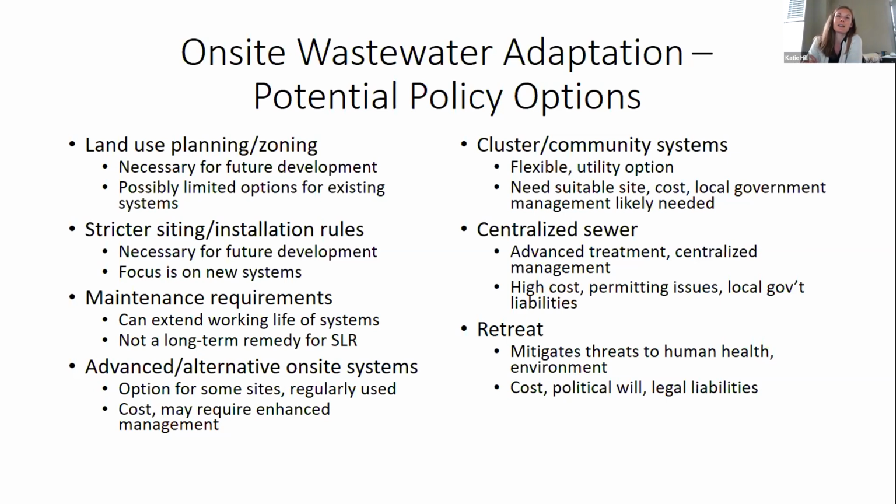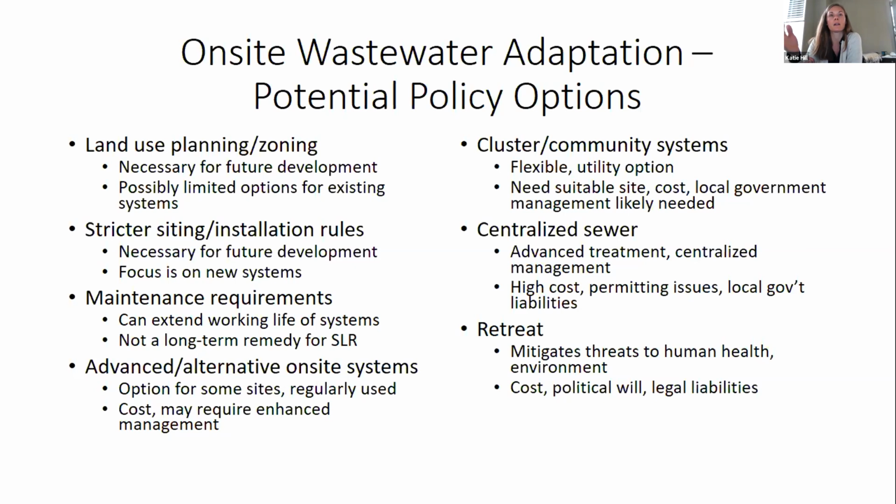All right, so centralized sewer is something that we hear a lot. You get advanced treatment, centralized management. But it's really, really expensive, isn't it? And there can be permitting issues as well. If you have nowhere you can get permitted to discharge the wastewater, how are you going to make it happen? And local government liabilities as well.